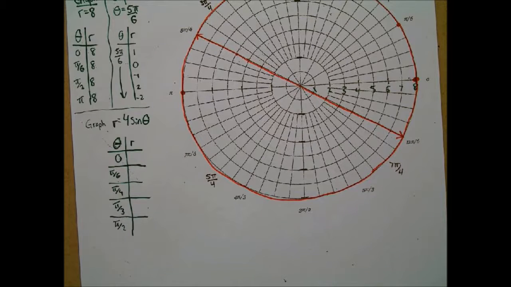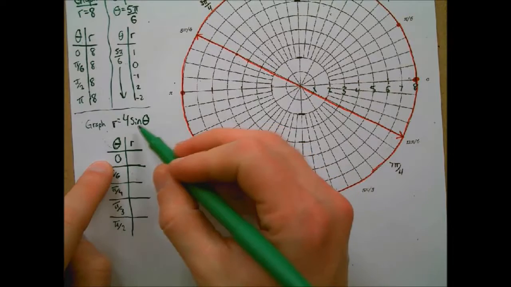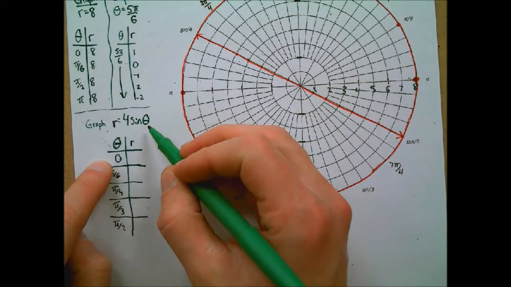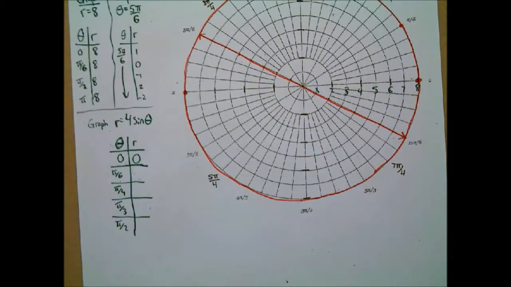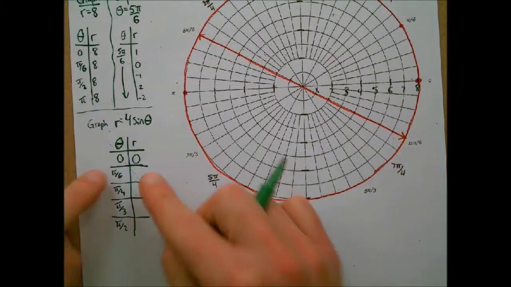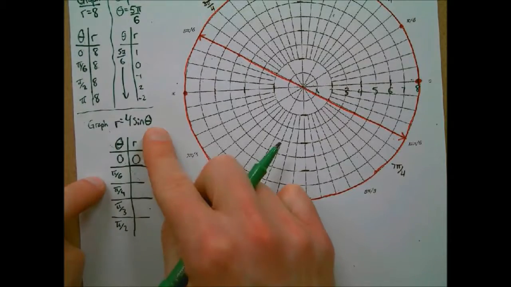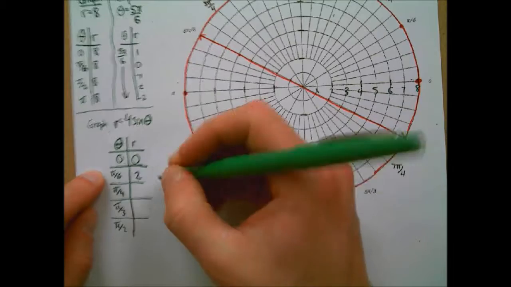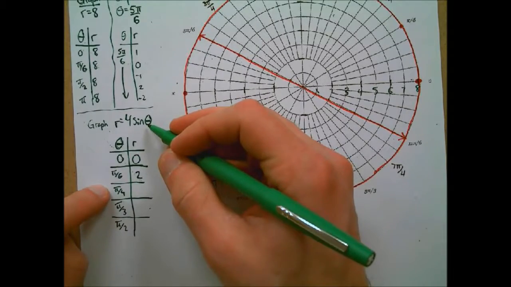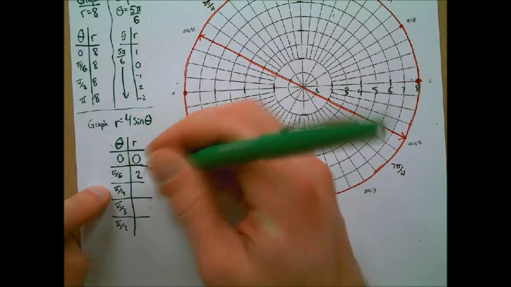So, we'll plug in 0 for theta, right? So what is sine of 0? 0 times 4 will still be 0. Okay. And then, let's see, pi over 6. Sine of pi over 6 is 1/2, right? Times 4 will give us 2. Sine of pi over 4 is root 2 over 2, but times 4 will be 2 root 2.